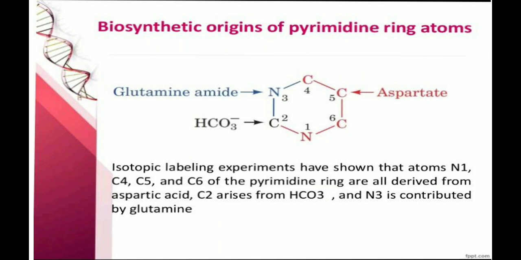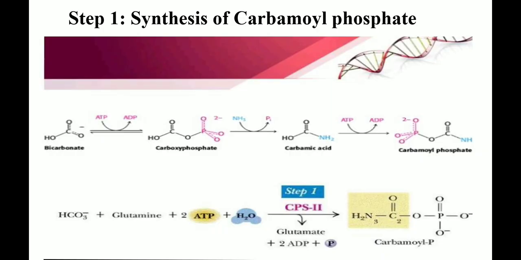Here you can see in this diagram that N1, C4, C5 and C6 of the pyrimidine ring are all derived from aspartic acid. C2 arises from bicarbonate, and N3 is contributed by the amino acid glutamine. Now this de novo biosynthesis, as I told you, involves a 6-step reaction. This pathway results in the synthesis of uridine 5 monophosphate, that is UMP.